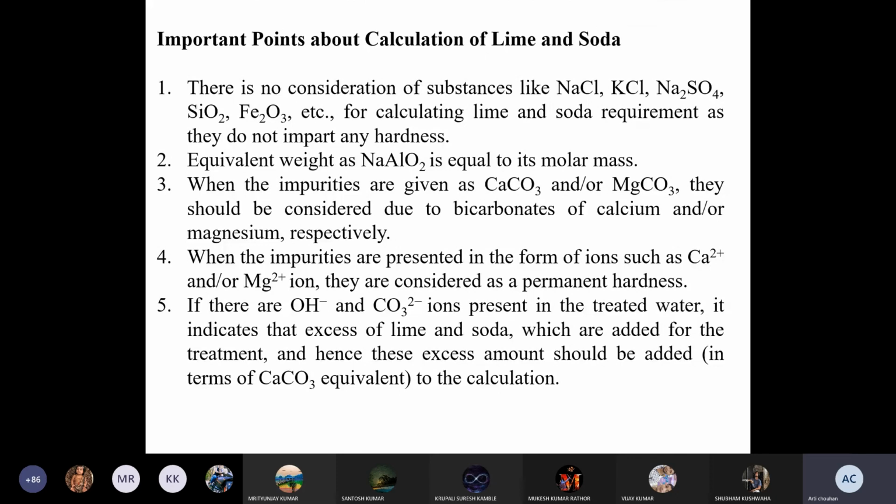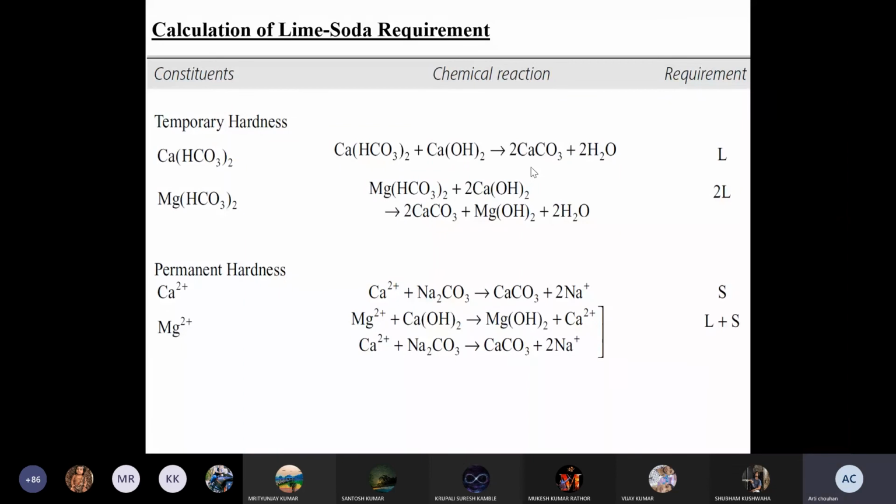So where we were? Okay, we were on the chemical equations involved in this process of lime and soda. Before coming to the calculation part of lime and soda, and how to get the requirement depending on the values given for the different hardness causing substances in the numerical, it will be better to get the idea of the chemistry first, that is, what type of chemical reactions are involved if certain species or hardness causing substances are there.